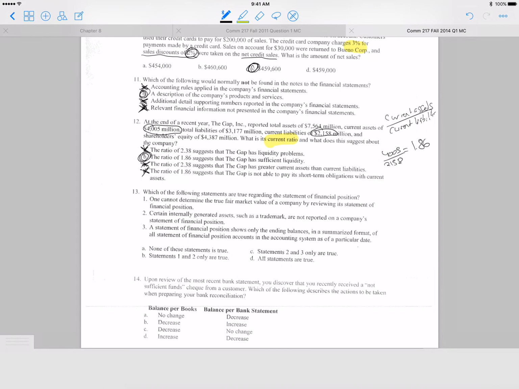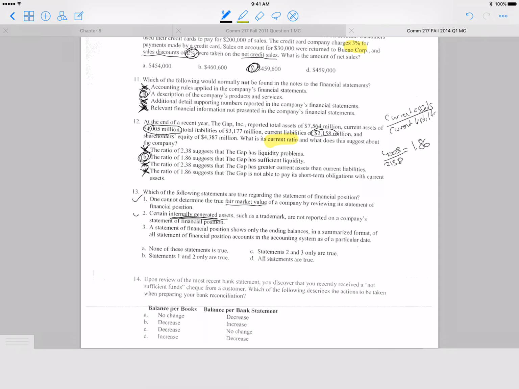For 13, which of the following statements are true regarding the statement of financial position? Number 1 says one cannot determine the true fair market value of a company by reviewing its statement of financial position. This is true because the statement of financial position only shows the historical cost and not the fair market value. So 1 is correct. And 2, certain internally generated assets, such as a trademark, are not reported on a company's statement of financial position. That is true because internally generated assets like a trademark cannot really be assessed for true value, so they cannot be stated on the financial position.